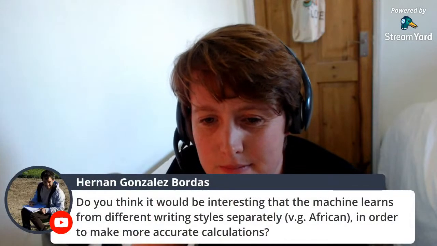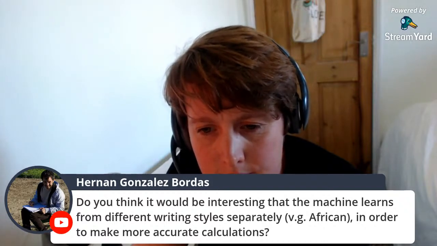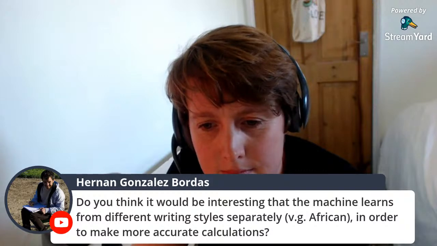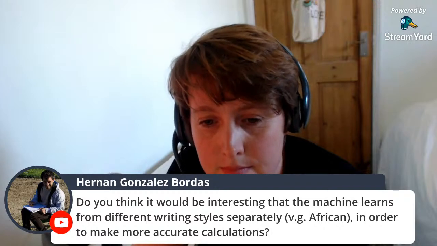Excellent. Enlarging your project as we go. And related to what you were saying about training on different kinds of text, Hernan is asking, do you think it would be interesting, potentially enriching of the algorithm, to train on different languages and writing styles? Yeah, that's definitely something we'd like to do. We're starting off with Latin inscriptions because that's something that I work on and I'm interested in. I'm really keen to develop this ultimately as something that can be used much more widely.